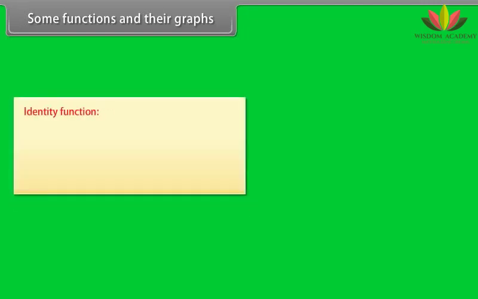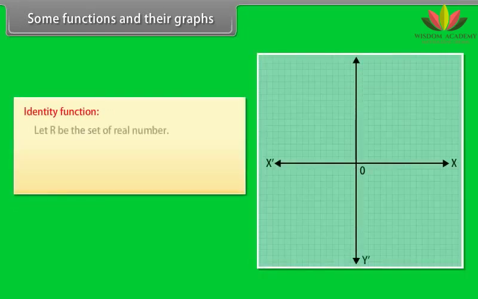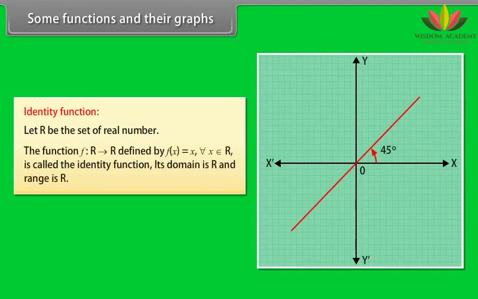Some functions and their graphs. Identity function. Let R be the set of real numbers. f is a function from R to R defined by f(x) = x for each x belonging to R, is called the identity function. Its domain is R and range is R.